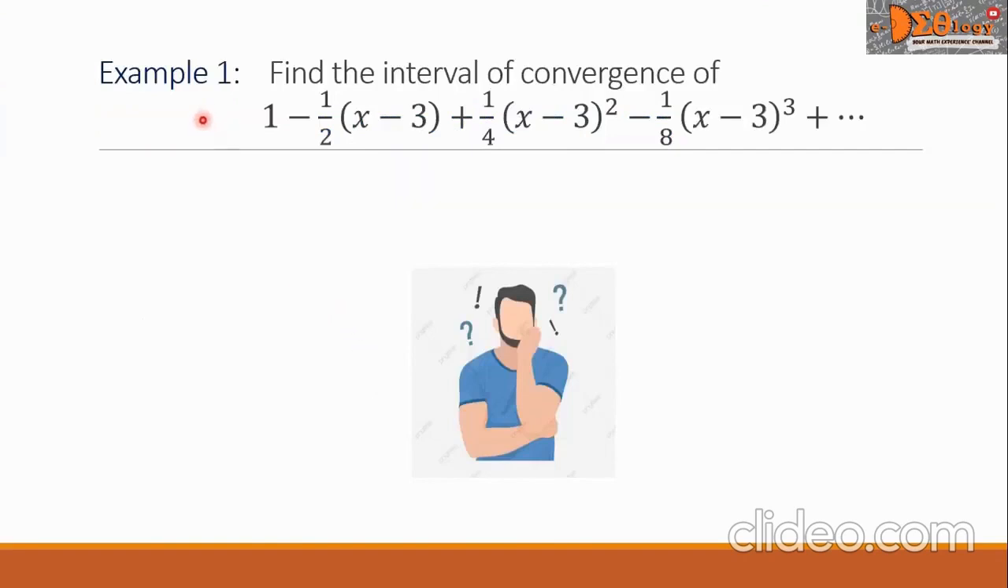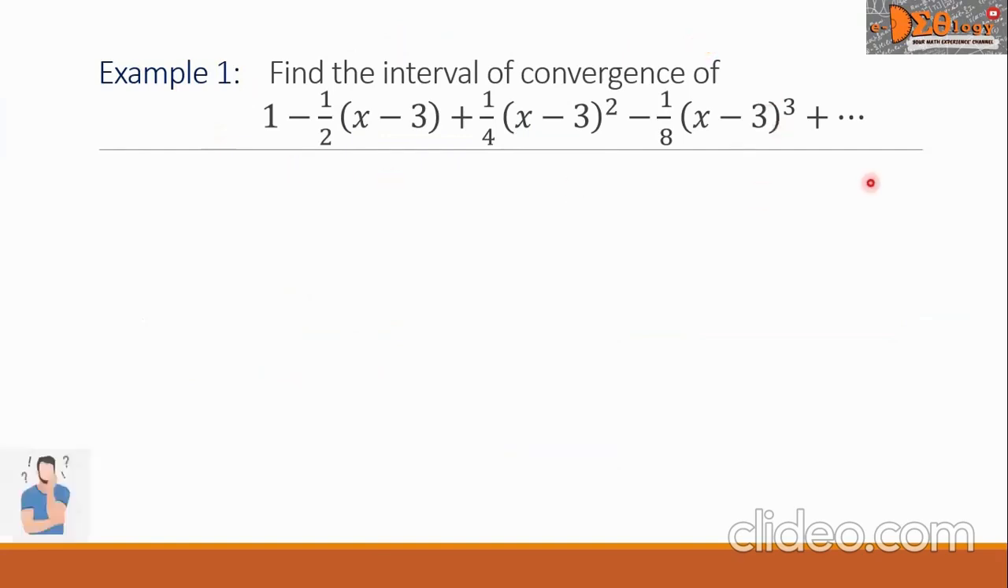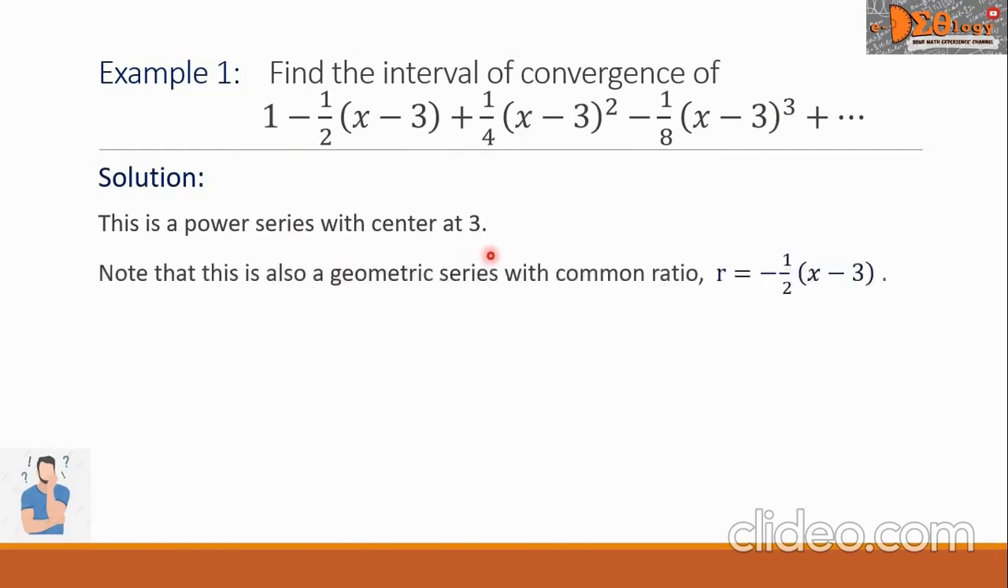Let us see example 1. Find the interval of convergence of this power series. This is a power series with center at 3. Note that this is also a geometric series with common ratio r, which is equal to negative 1/2 times the quantity x minus 3. We know that a geometric series converges when the absolute value of r is less than 1.